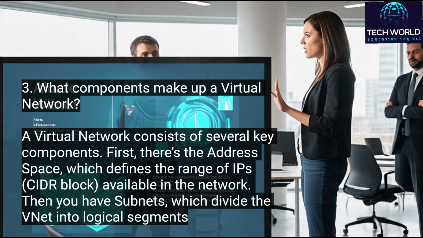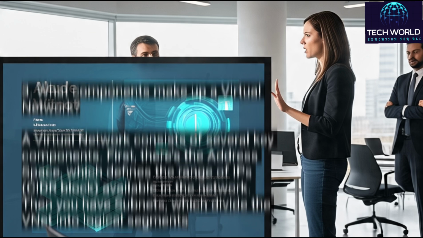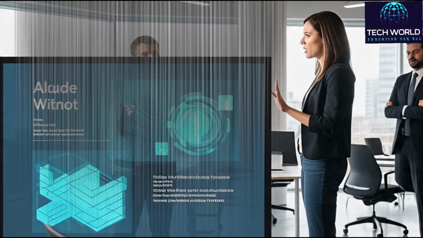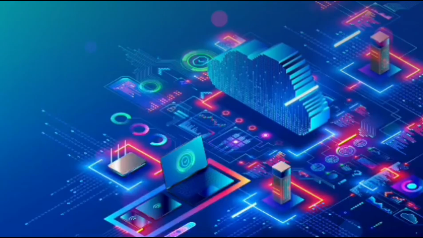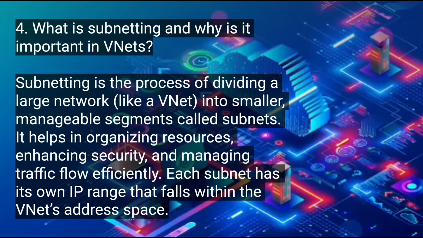First, there's the address space, which defines the range of IPs, CIDR block, available in the network. Then you have subnets, which divide the VNet into logical segments. Network security groups, NSGs, act as firewalls controlling inbound and outbound traffic. Route tables define how traffic flows between subnets and external networks. DNS settings help in internal name resolution. For hybrid connectivity, components like VPN gateways, peering, and ExpressRoute, Direct Connect enable secure data transfer between cloud and on-premises environments.